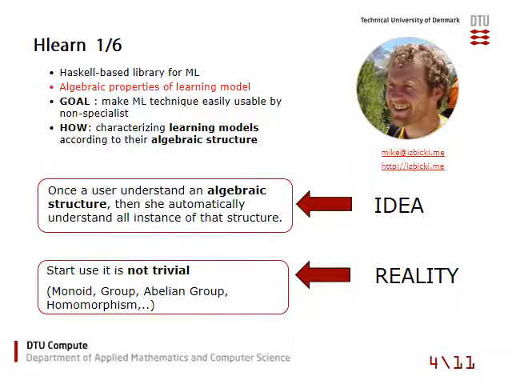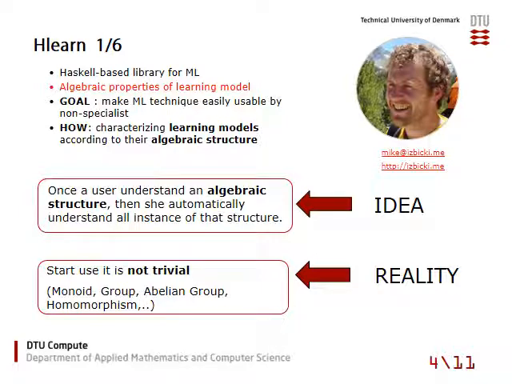Now I will present a library made by a PhD from the University of California, Riverside, which is based on Haskell and uses the algebraic properties of learning models. The goal of this library is to make machine learning techniques easily usable by non-specialists. How is this done? By characterizing a learning model according to its algebraic structure. The basic idea is that when a user understands the algebraic structure, then she automatically understands all the instances of the structure.